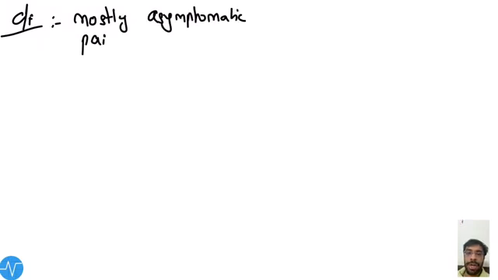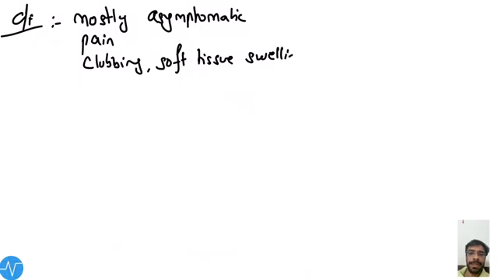What are the clinical features seen? Mostly, it is asymptomatic. But you may remember in the introduction, there is soft tissue swelling. So there will be clubbing, soft tissue swelling, and pain will be seen.